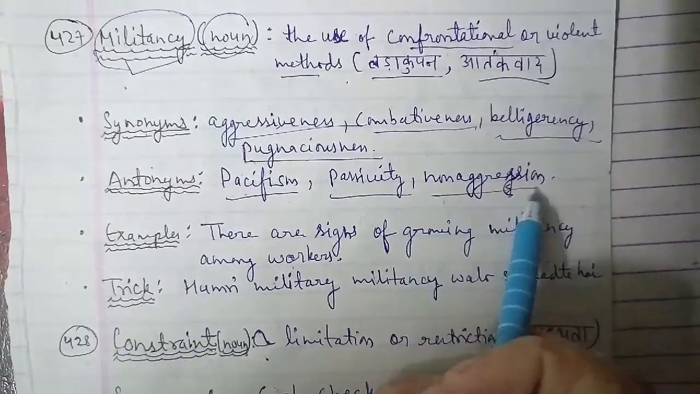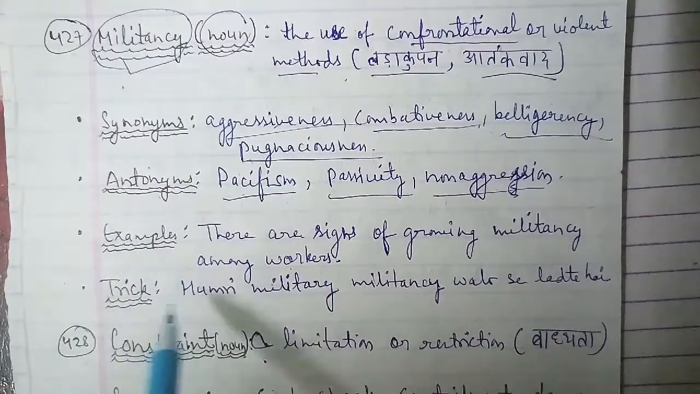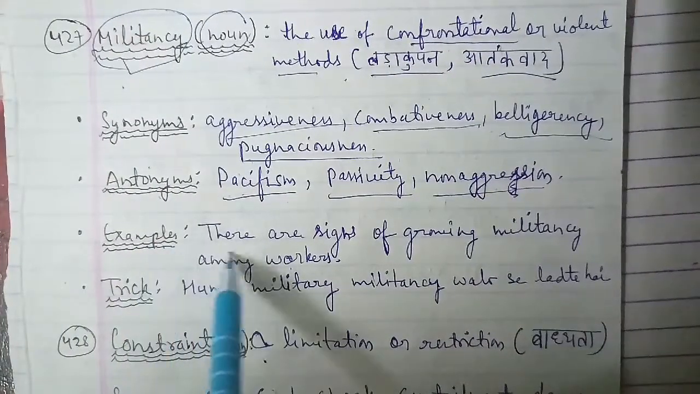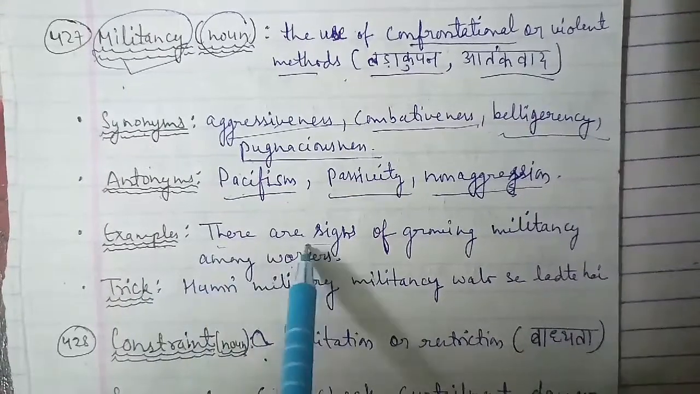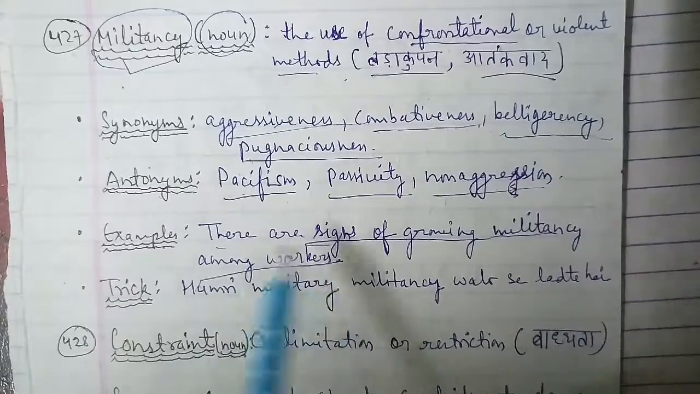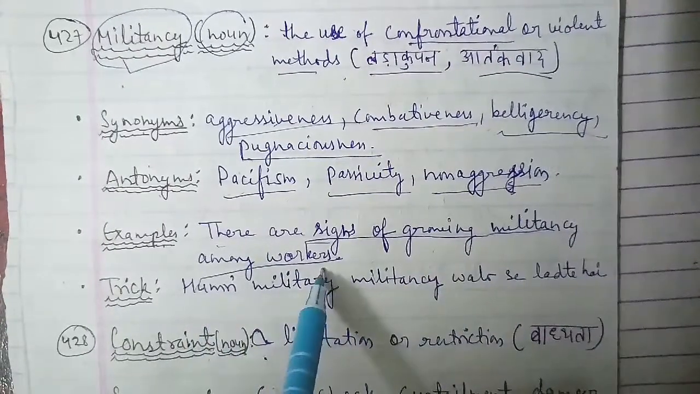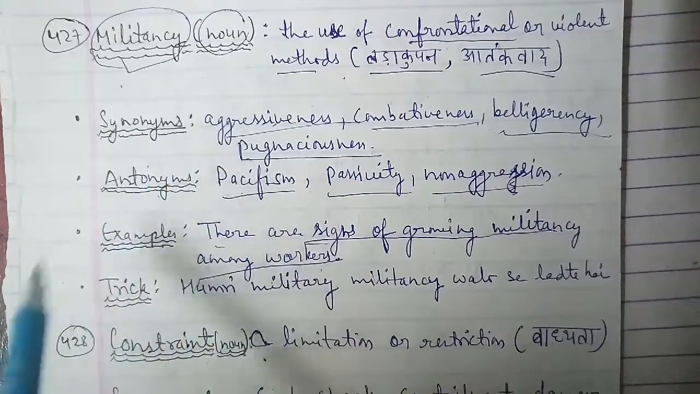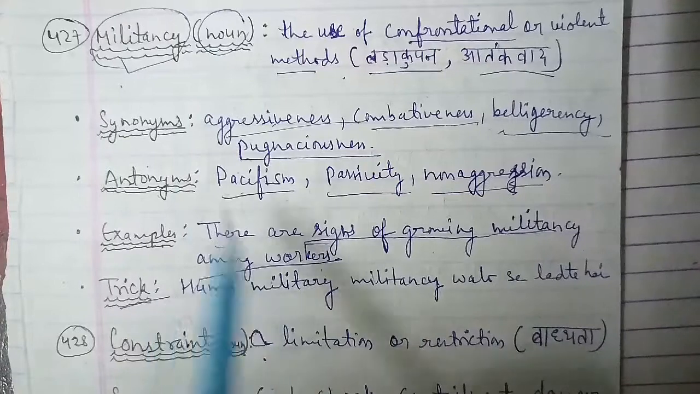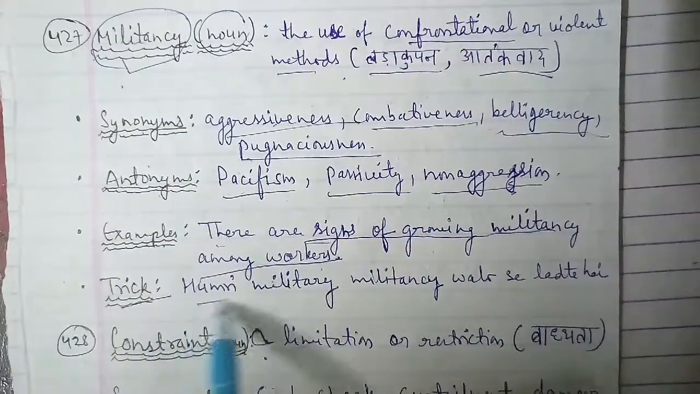Now we deal with the trick of how you learn this word militancy with the meaning. हमारी मिलिट्री आतंकवाद फैलाने वाले मिलिटेंसी वालों से लड़ती है. तो you can use militancy there. Now moving on with the next one that we have here, the 428th word. As you can see here, that is constraint. Constraint is a word that is used as noun, and the meaning of constraint is a limitation or restriction.